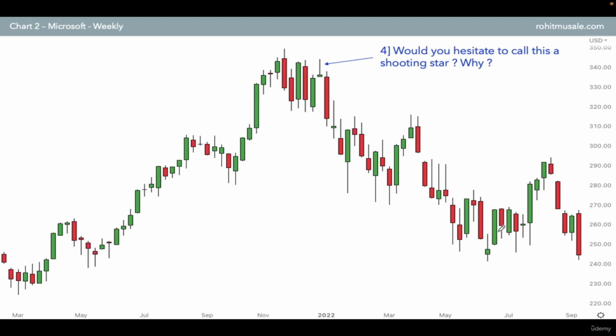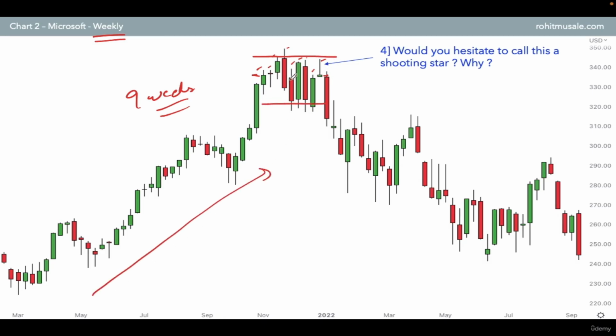Okay. Number 4, would you hesitate to call this a shooting star? Why? The answer is yes. Of course, it's a shooting star because it's coming after a prolonged uptrend. However, I would hesitate to call it a shooting star because it's a weekly chart. And if you see, the price on this candle is almost near the close of this shooting star. Almost close. So 1, 2, 3, 4, 5, 6, 7, 8, 9. For 9 weeks, the price has gone flat, which means what? It's a range-bound market here. So a shooting star should ideally come after an uptrend.